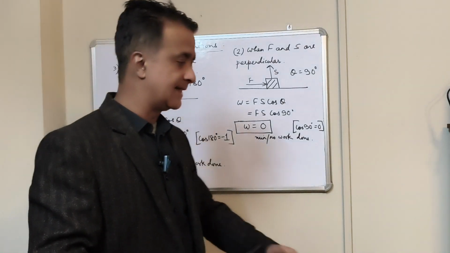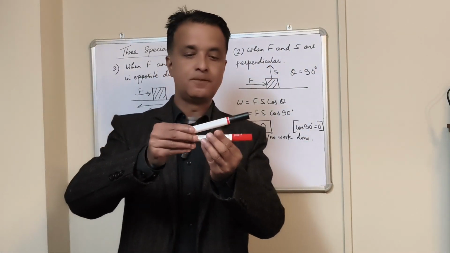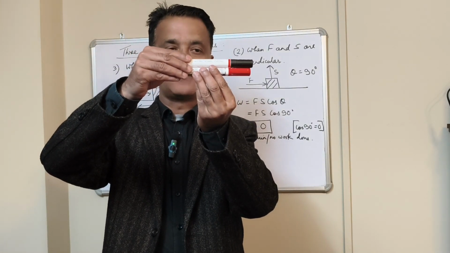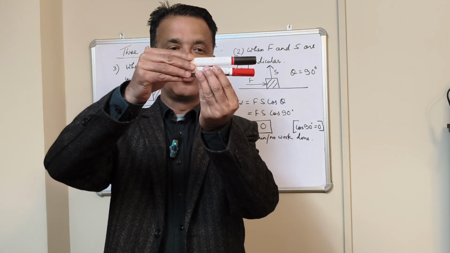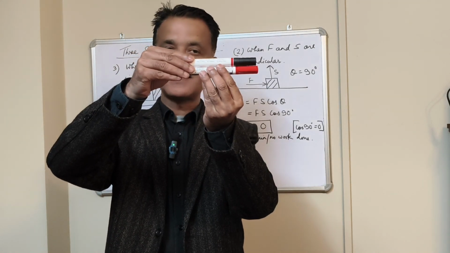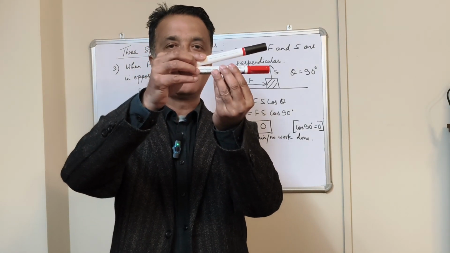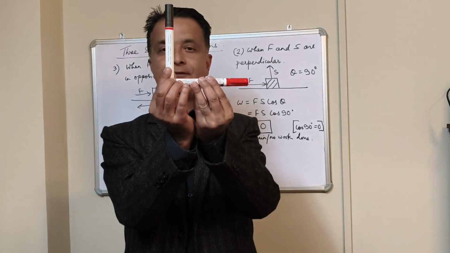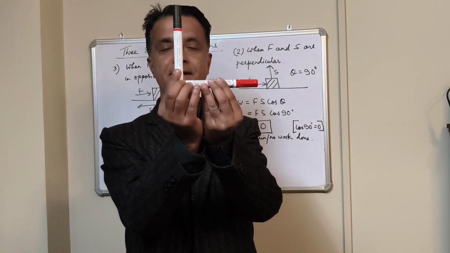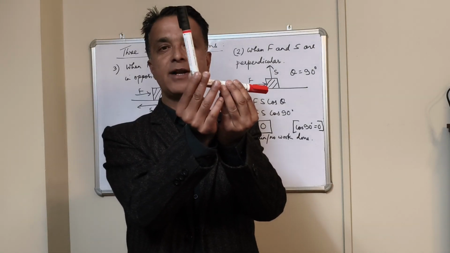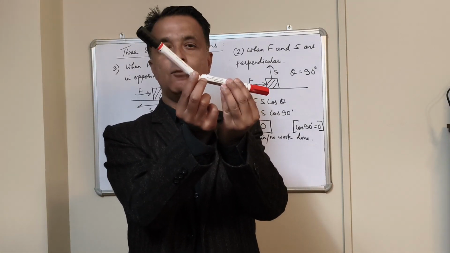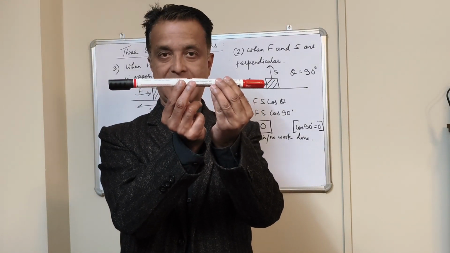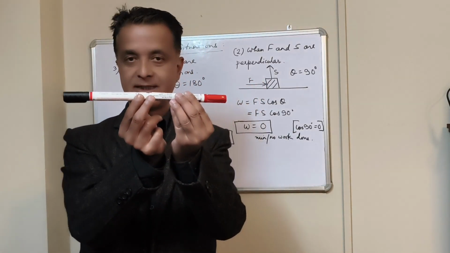So the simple way to understand this is, supposing with the help of these two pens, force and displacement, one of the pens is force and another one is displacement. Now, as the angle between them goes on increasing, first, if force and displacement are in the same direction, maximum work. As the angle goes on increasing, less and less work is being done. And finally, zero work, force and displacement are perpendicular. Then again, more and more work, but negative work. Again, maximum work here, but negative work. Please keep that in mind, because force and displacement are in the opposite direction.